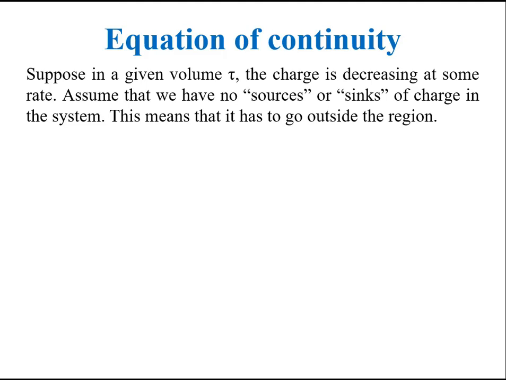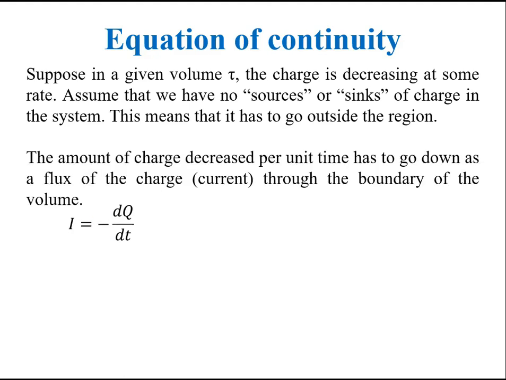Suppose in a given volume tau, the charge is decreasing at some rate. Assume that we have no source or sink of charge in the system. This means that it has to go outside the region. Then the current I will be defined as the time rate of charge. As with increase of time, the charge in given volume will decrease, a negative sign is put in the expression. The amount of charge decreased per unit time has to go down as the flux of charge or the current through the boundary of the volume.